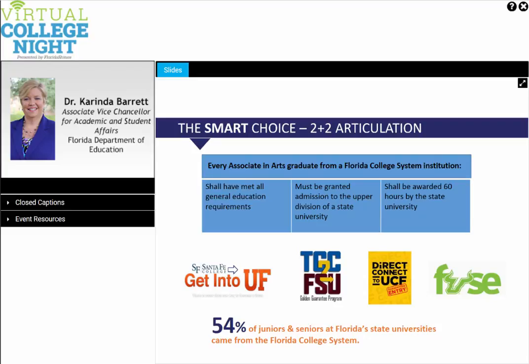54% of juniors and seniors at Florida state universities came from the Florida college system, and they succeed at rates equal to native students. We're excited about the partnership. There are some partnerships in place.